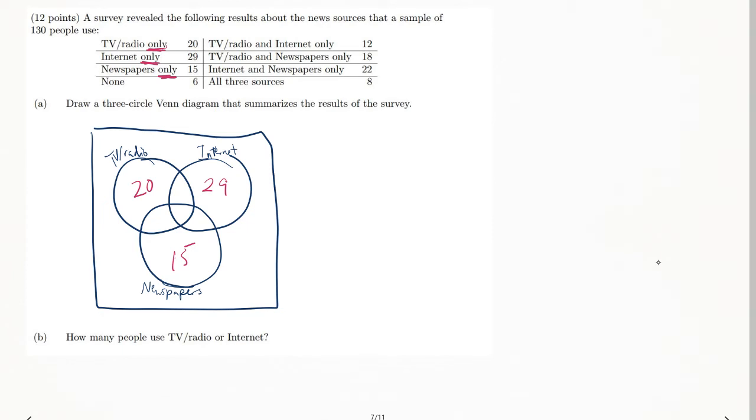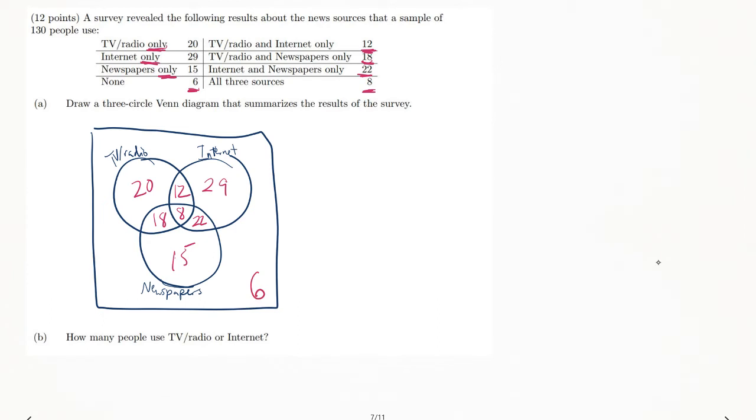So now this one, TV, radio, and internet, right? So you have 12 appearing right here. So TV, radio, and internet would be 12. We'll put that in. TV, radio, and newspapers, 18. Where do those circles overlap? And that goes right there, 18. And then internet and newspapers, that's 22. So internet and newspapers is 22. And then finally all 3 sources, well, not finally, I should say. That's 8. And then none. Where the heck do we put the none, the 6? Well, that goes outside of all 3 circles. Okay.